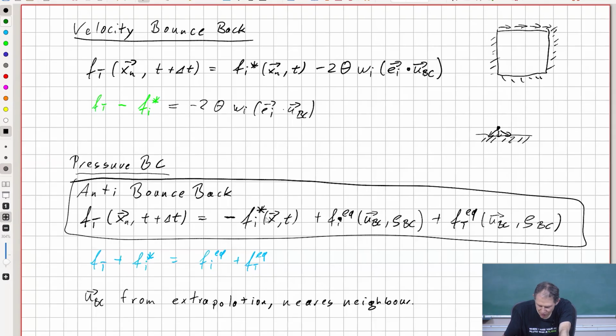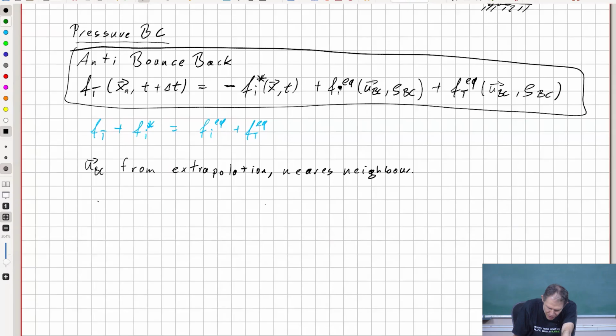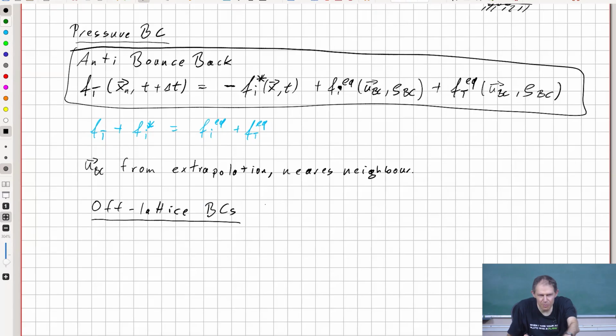But all these boundary conditions so far can be set only in between lattice nodes, which is inconvenient. Therefore, we also need something that is called off-lattice boundary conditions. Okay. Off-lattice boundary conditions are usually only implemented for velocity boundary conditions. And the reason is the following.